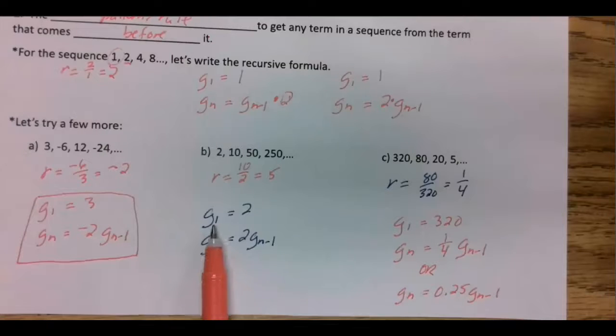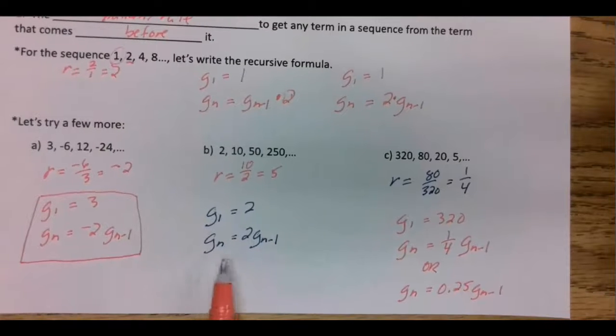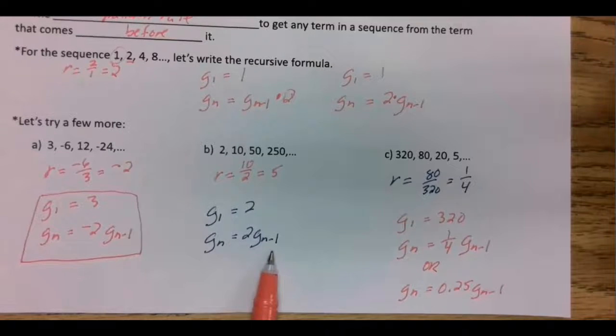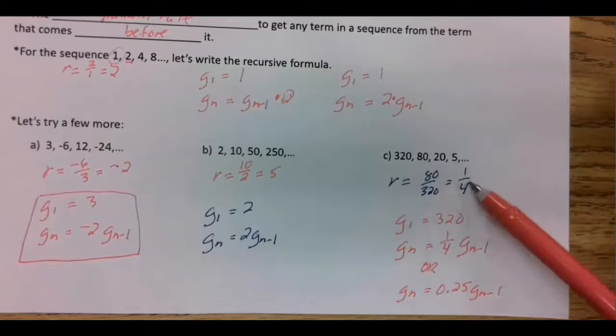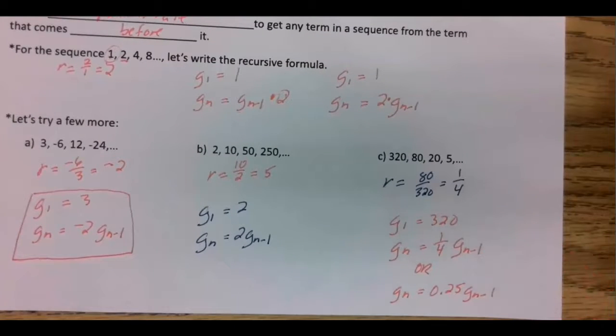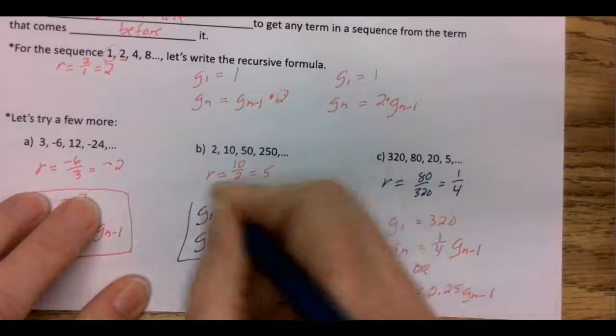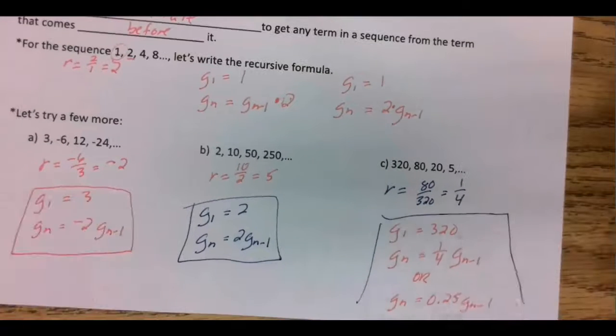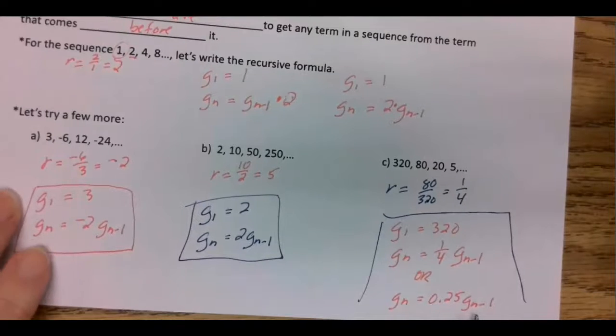Go. So on B, we got G sub 1 was 2. G sub n was 2 times G sub n minus 1. Here our common ratio is 1/4. So our answer, remember, is this part right here. Then you plug it in. Our first term is 320. G sub n is 1/4 times G sub n minus 1. Or you can write it as 0.25 times G sub n minus 1.